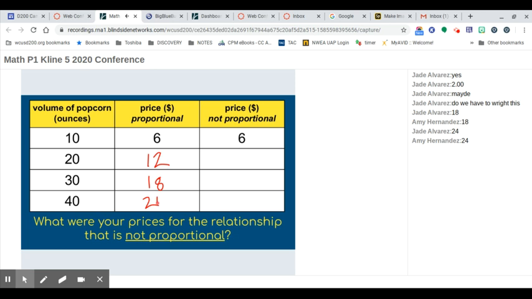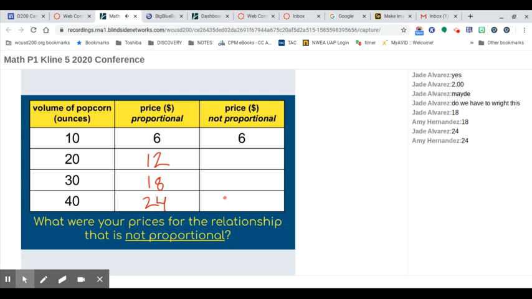So this is a proportional relationship because it goes up by the same amount. And 6 divided by 10 is 0.6. 12 divided by 20 is 0.6. 18 divided by 30 is 0.6. And 24 divided by 40 is 0.6.